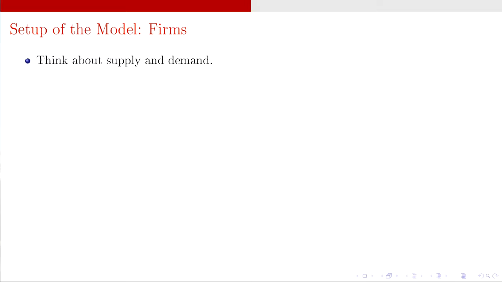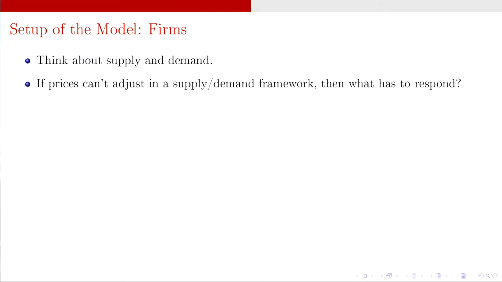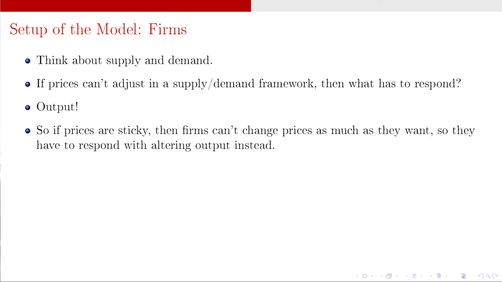So let's think about this in terms of supply and demand. If prices can't adjust in a supply and demand framework, so just price on the vertical axis, quantity on the horizontal axis, and we've got a supply curve and a demand curve, then what is the only thing that can respond? Output. If prices are sticky, firms can't change their prices as much as they would like to, so they have to respond by altering output instead, meaning they have to produce more.